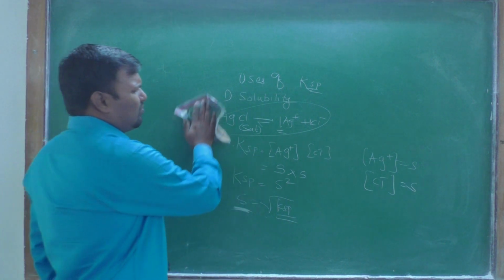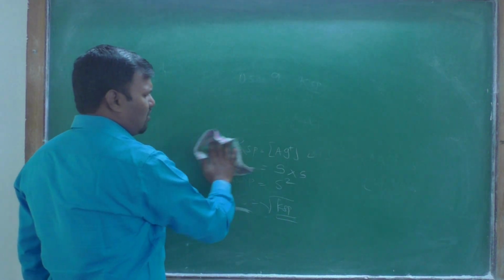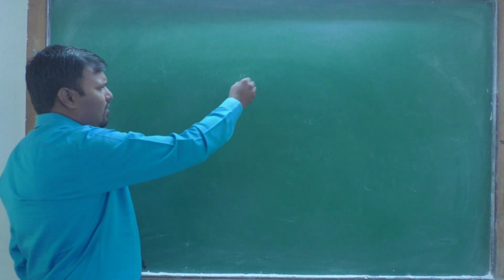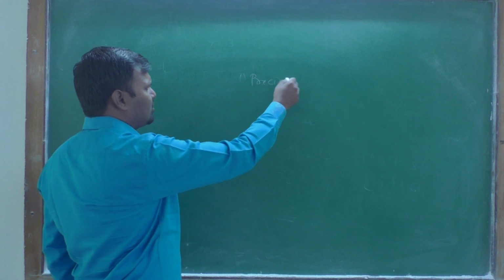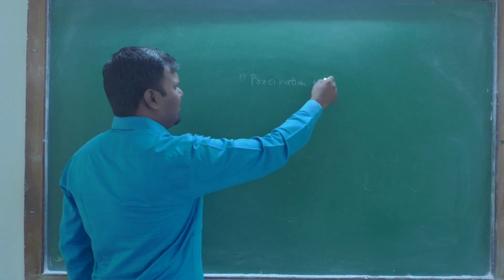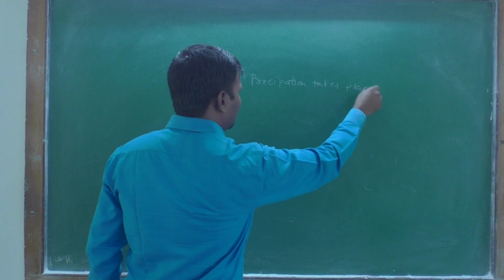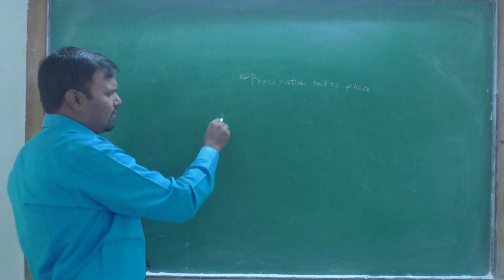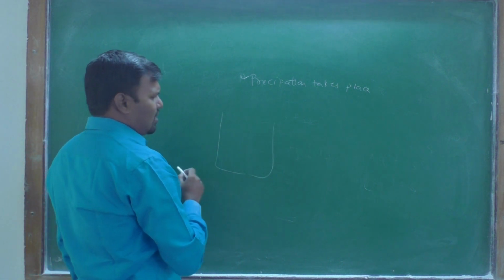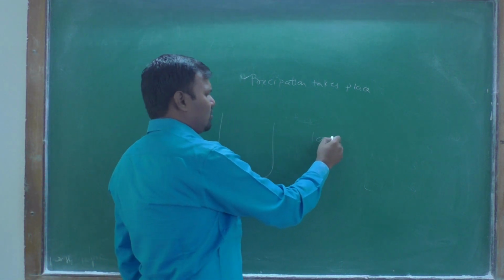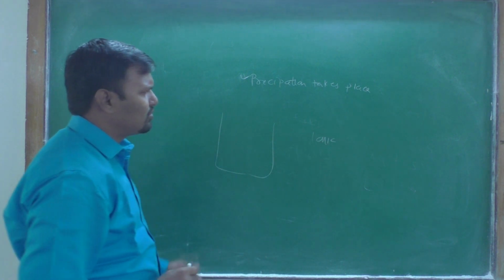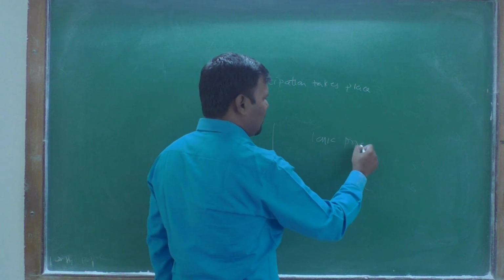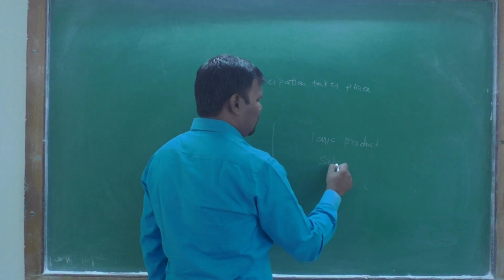Okay, now the second use of solubility product is to find out whether precipitation takes place. That is the second use of the solubility product. To predict whether precipitation takes place or not, we have to know the meaning of ionic product and solubility product.